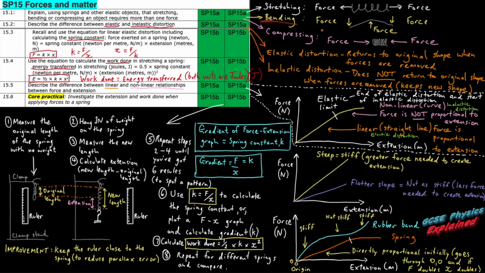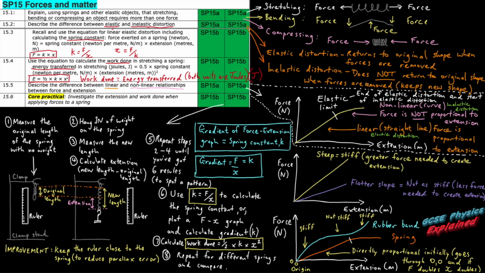If you're going to bend an object, you're going to need two forces on the ends pushing the same way, and then one force in the middle pushing the opposite way. To compress something, which just basically means squash, you need one force on one end pushing inwards and another force on the other end also pushing inwards.